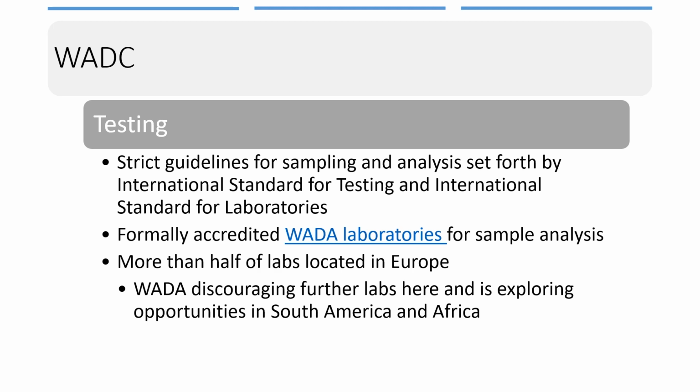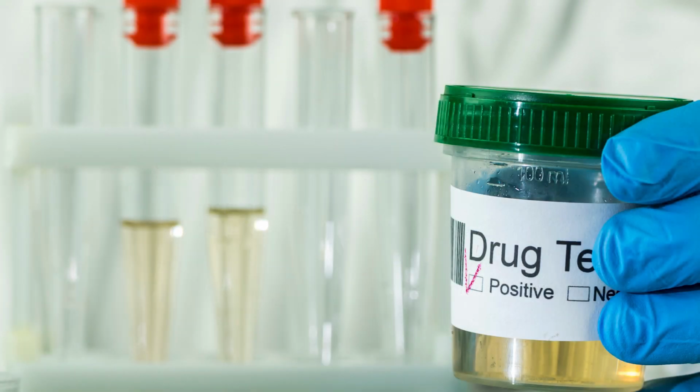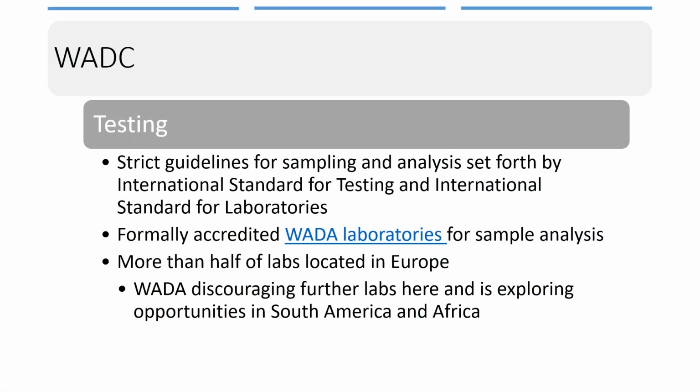Now, we need laboratories, so we have accredited WADA laboratories to do the formal analysis of the collected samples, making sure of accuracy and reliability. The majority of these laboratories are currently situated in Europe, reflecting the concentration of testing facilities in that region. However, WADA is actively discouraging the establishment of additional laboratories in Europe and is instead exploring opportunities for expansion of testing sites in South America and Africa.